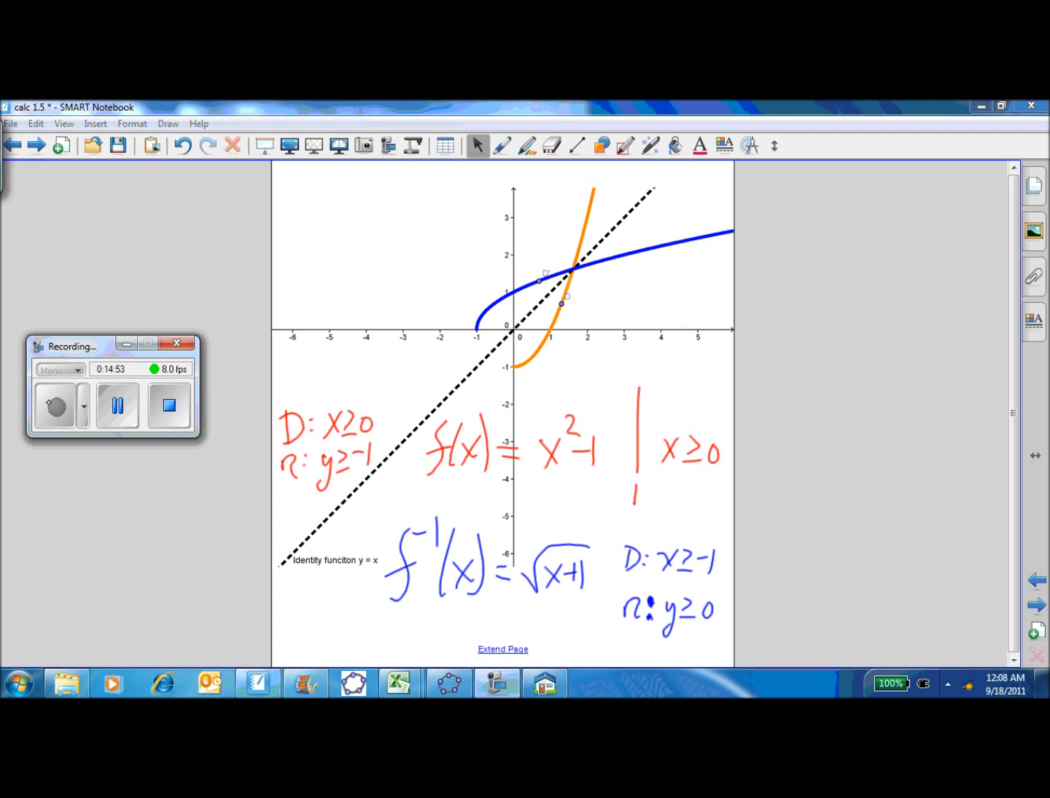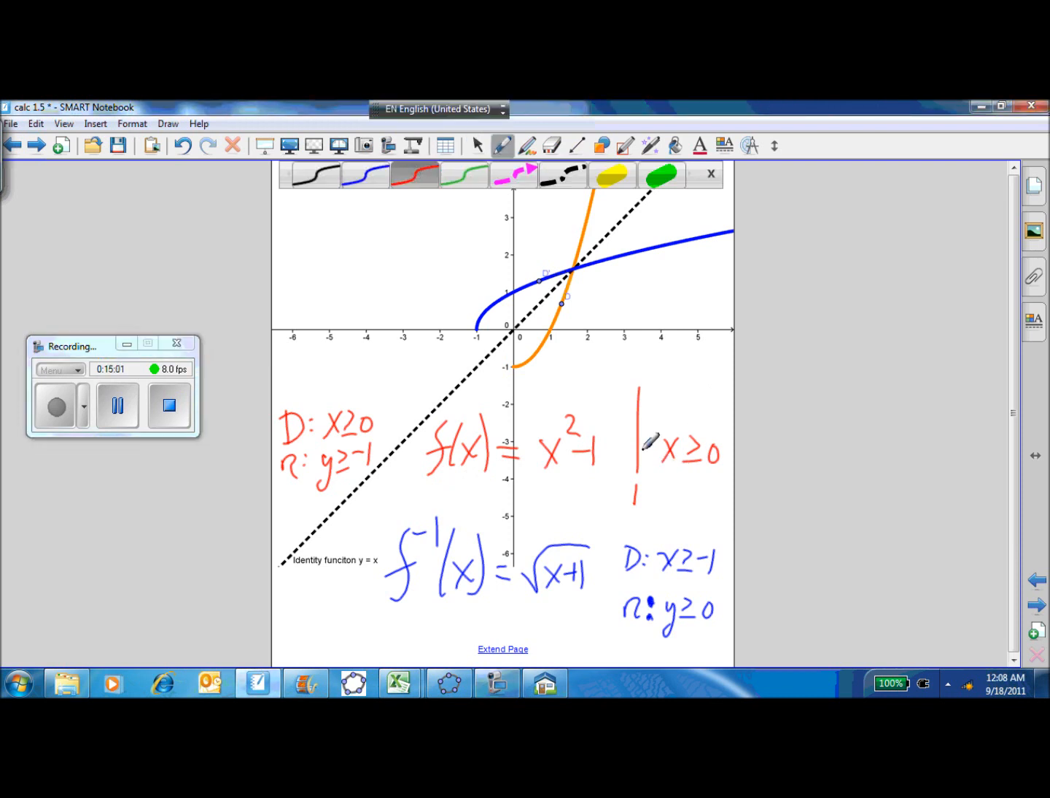And so here we have it. By taking the original function f(x) = x squared minus 1, by restricting its domain to x greater than or equal to 0, we only get this right half of the parabola. Now it passes the vertical line test, it's a function, and it passes the horizontal line test, so its inverse will be a function. Its inverse ends up being f inverse of x equals square root of x plus 1.